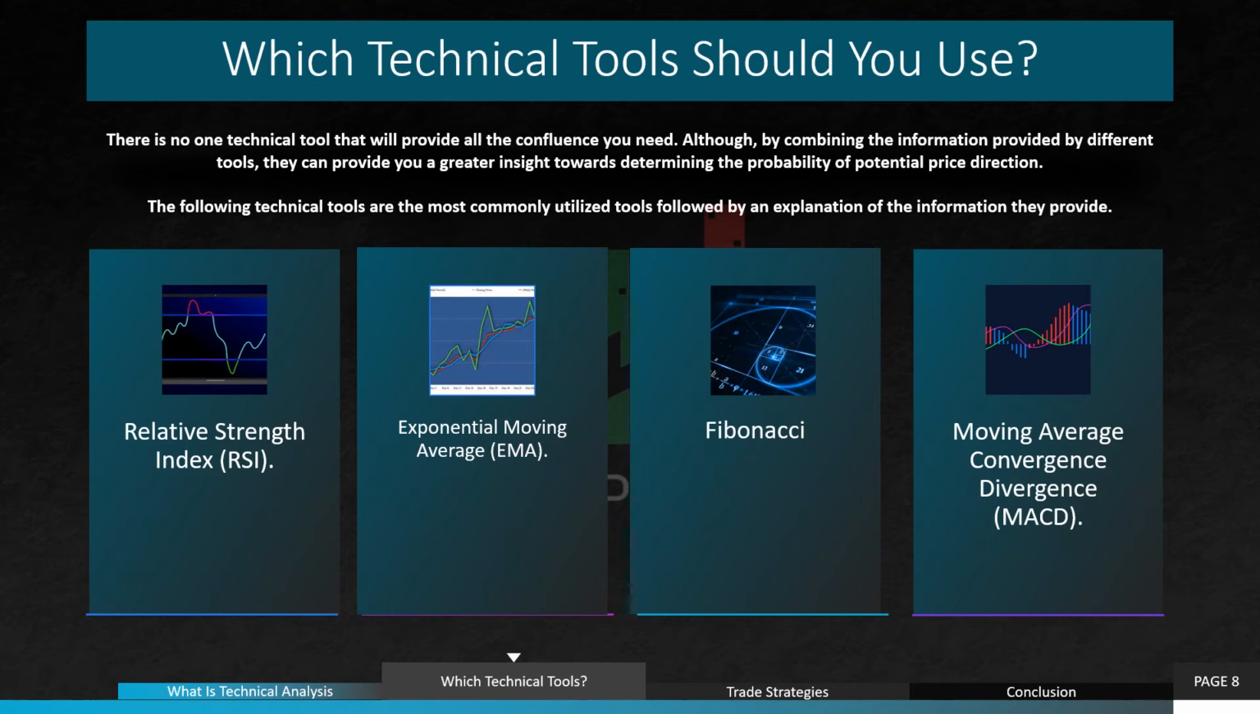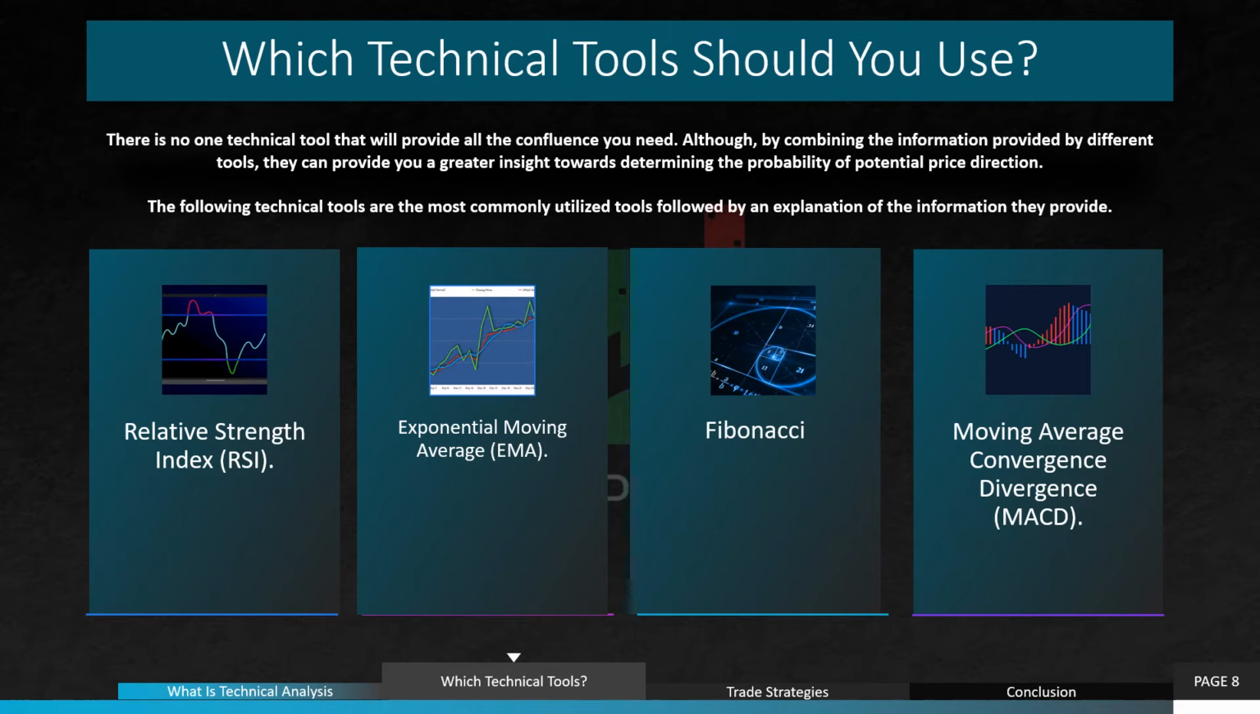Now that you know what technical analysis is and what you are looking for while utilizing technical tools, the question then becomes, which technical tools should you be using? First off, you need to know that there is no one technical tool that will provide all the confluence you need in order to have 100% ability of predicting price direction. One of the problems is not in the tools, but in us as trade analyzers. We interpret the information that's provided by the technical tool, and that interpretation is not mutually exclusive. So how do we work around this problem?